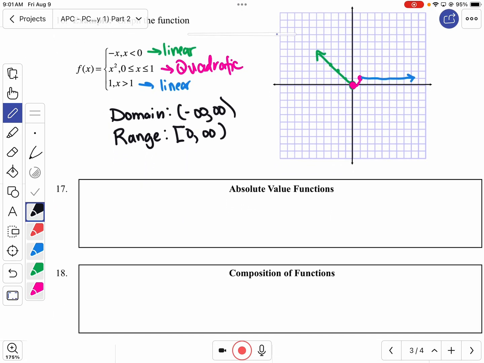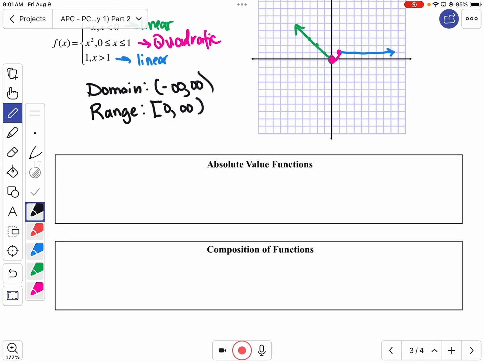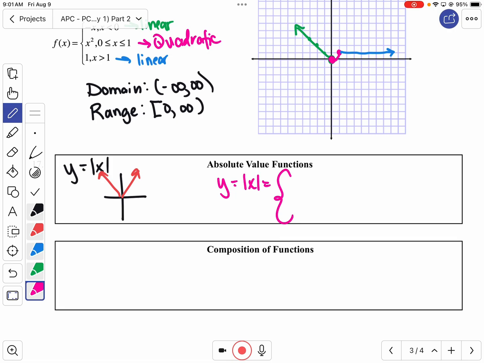All right, absolute value. Graphically, that function, that's cheerleader arms, right? It's our V. But I want to talk about the definition of absolute value. Absolute value is actually defined as a piecewise function. So y equal to absolute value of x.